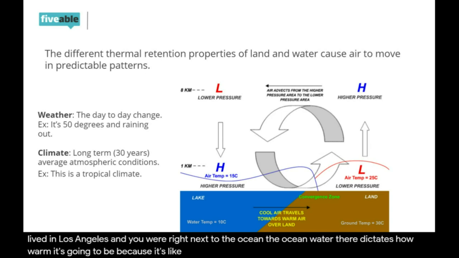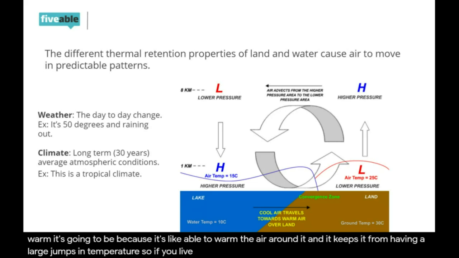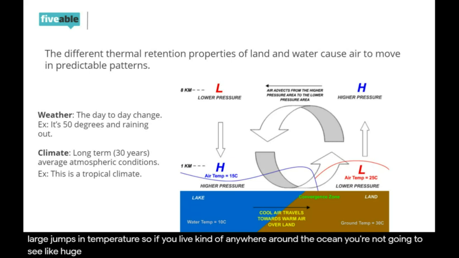because it's able to warm the air around it, and it keeps it from having large jumps in temperature. So if you live anywhere around the ocean, you're not going to see huge jumps in temperature. That's why in Los Angeles, it's usually very mild, very nice temperatures every day.